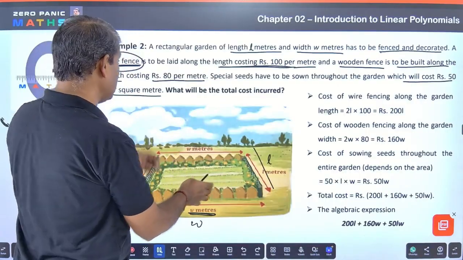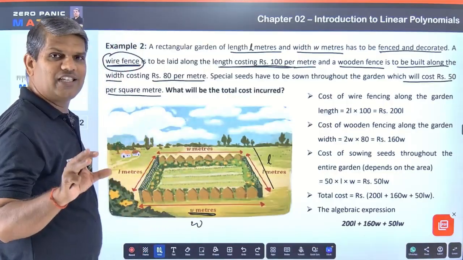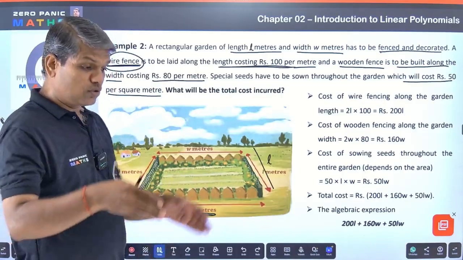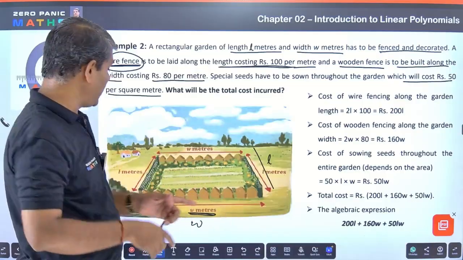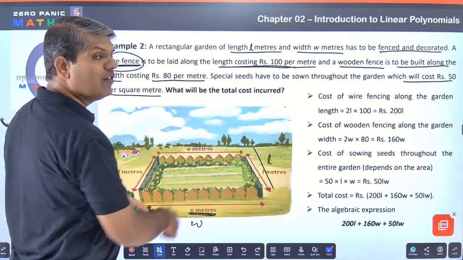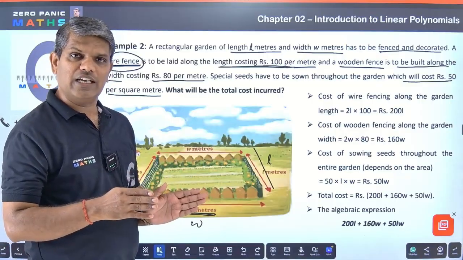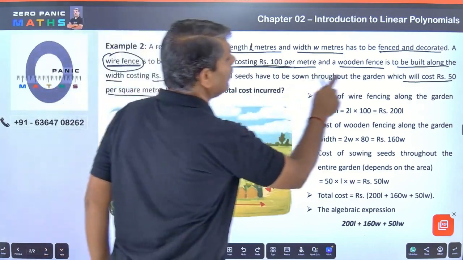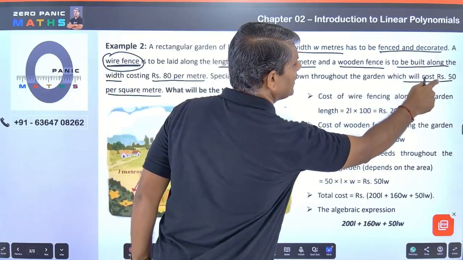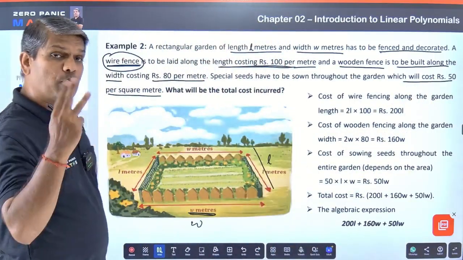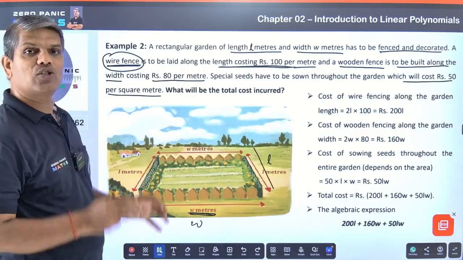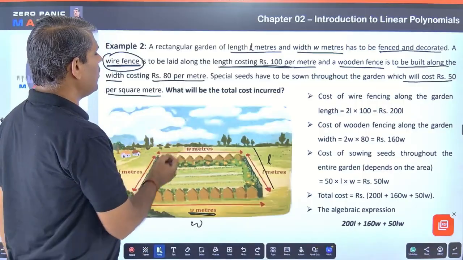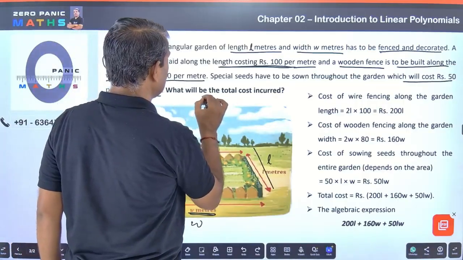Inside the garden, they want to sow some special seeds. Now when they say throughout the garden, it means throughout the area of the garden. So in that case, we need to multiply length and width to get the area of the rectangle. That area should be sown throughout the garden, and that area costs 50 rupees per square meter to sow those seeds. Now what is the real problem? The problem is, what will be the total cost incurred?